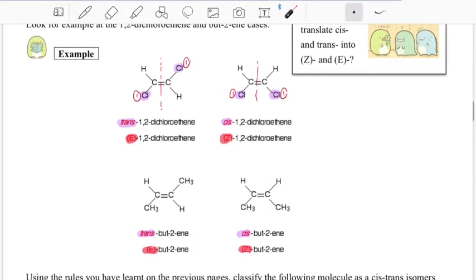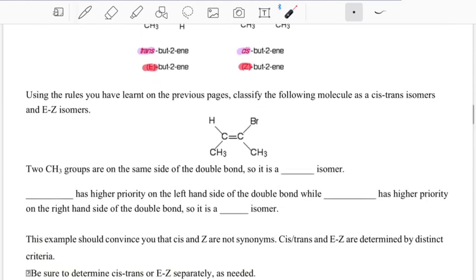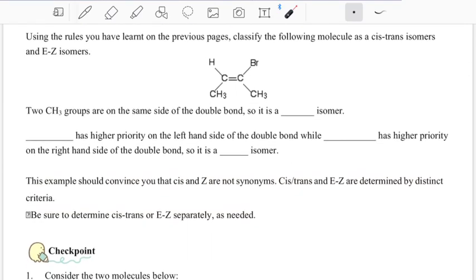So let's look at one more example together. Here we have this example. Let's try to work out whether it's cis or trans, because it's quite straightforward to see. On both sides of the double bond, we have a methyl group. Let's highlight it. You can see the methyl groups are on the same side of the double bond, hence we call it a cis isomer.